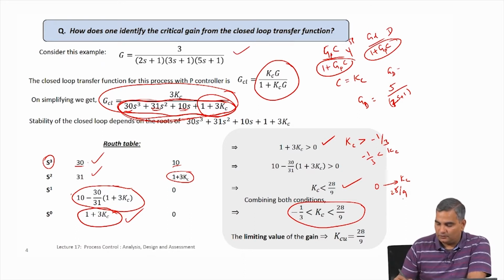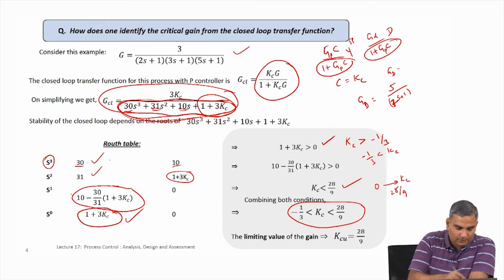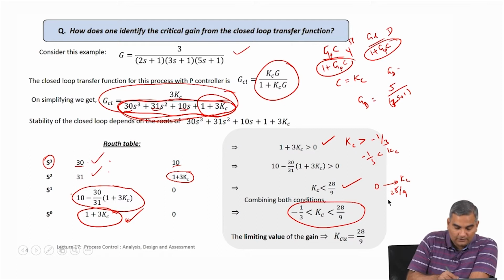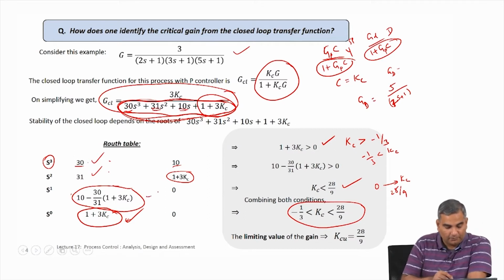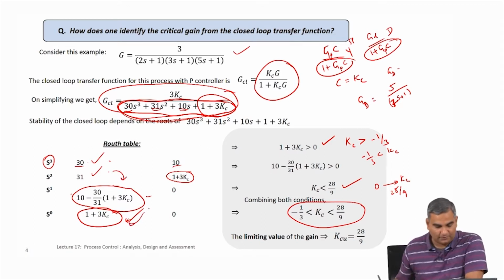But the minute you cross 28 by 9, this will be positive, this will be positive, this will still be positive, because we are always greater than minus 1 by 3 starting from 0 here. So, this is the only thing that will become negative, but the minute that becomes negative, that means there are two sign changes and you will have two roots in the RHP beyond that.